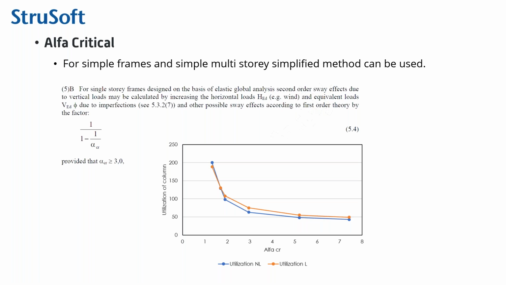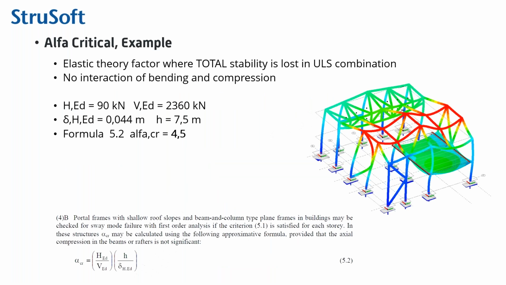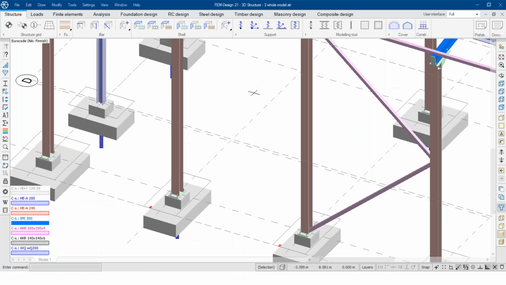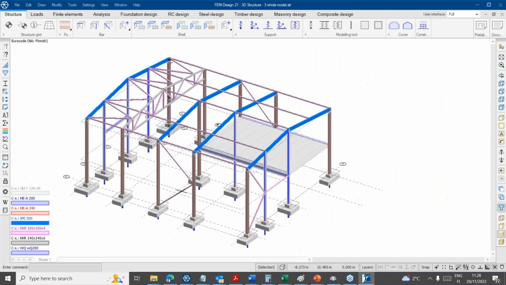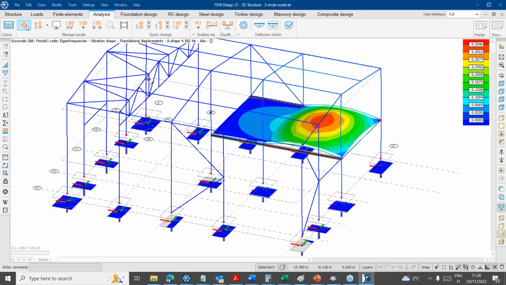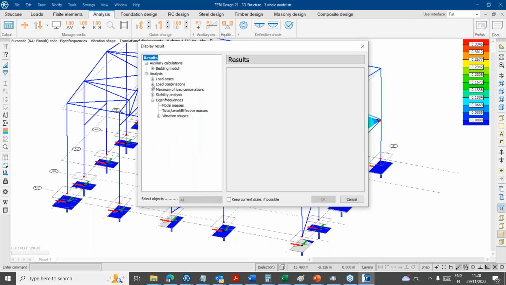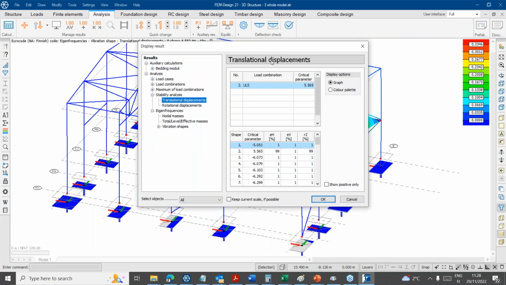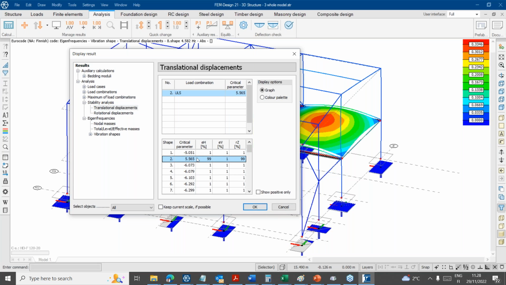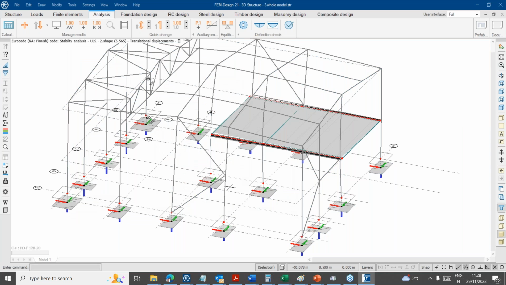So that is actually what's going on. There's an option to calculate this alpha critical with an approximation formula, taking the horizontal and vertical loads, the height and the deviation of the structure in ULS. With this formula, we get an alpha critical of 4.5. It's really close to the exact solution we find by eigenvalue analysis of our model. So we go here and check the stability analysis, and here is the critical loading. The lowest loading is 5.5, and it will look like this.